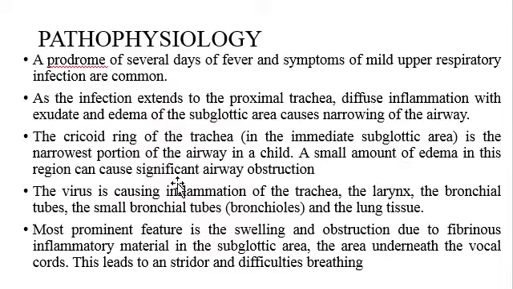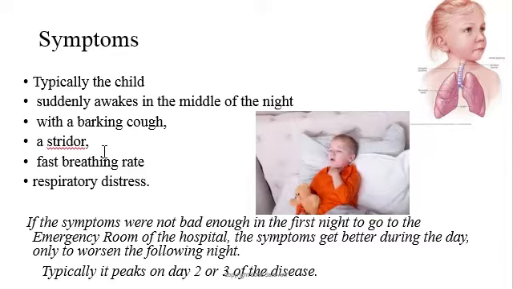The virus is causing inflammation of the trachea, the larynx, the bronchial tubes, the small bronchial tubes, and the lung tissue. The most prominent feature is the swelling and obstruction due to fibrinous inflammatory material in the subglottic area, the area underneath the vocal cords. This leads to stridor and difficulty breathing.